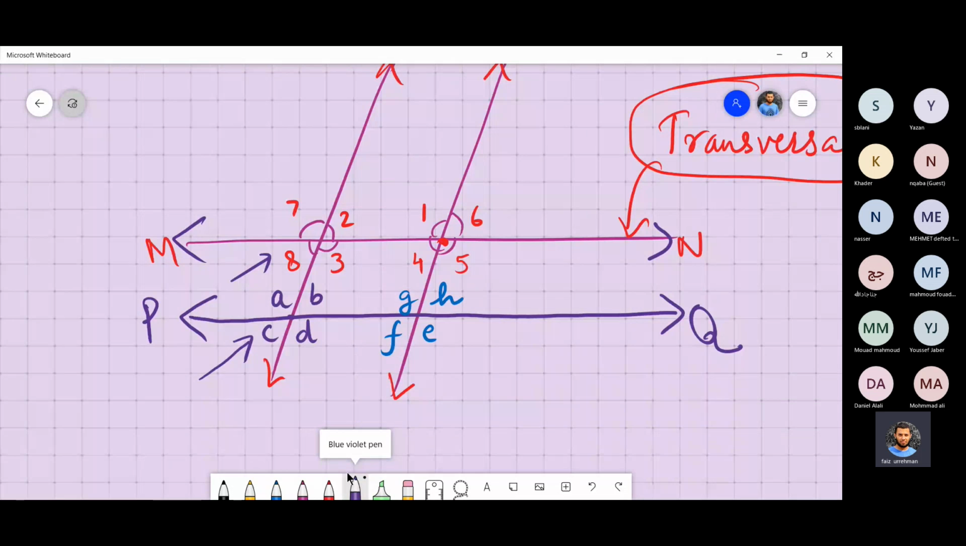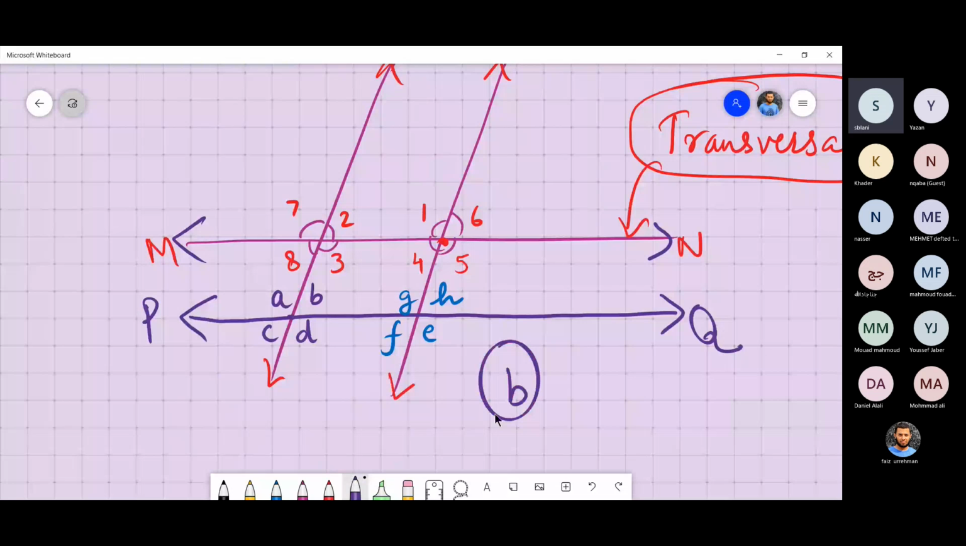So what is the corresponding of B? H. 8 and 2. If you see the right side, H. If you see above, what do you see? 2. Very good. Like this.